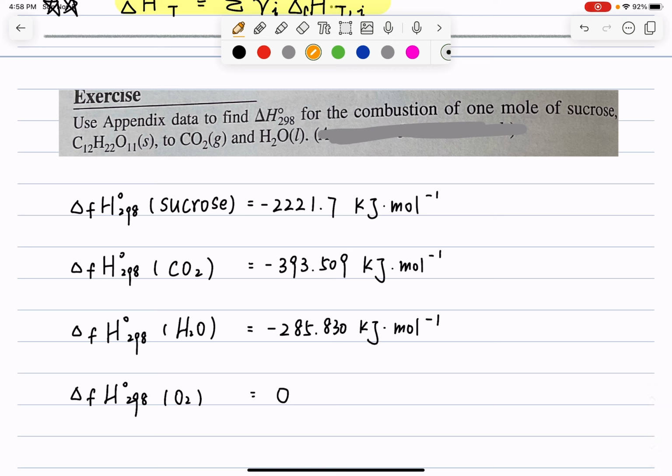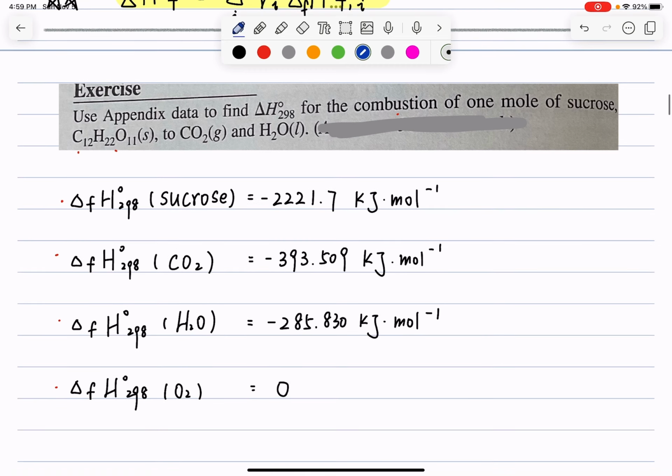So here is one of the exercises in your textbook. Let's read it together. It says use appendix data to find delta H naught 298 for the combustion of 1 mole of sucrose, whose molecular formula is given as C12H22O11, which is a solid. And we're talking about the combustion reaction of sucrose to carbon dioxide and water liquid. Now I rewrite the information from the appendix table for you.